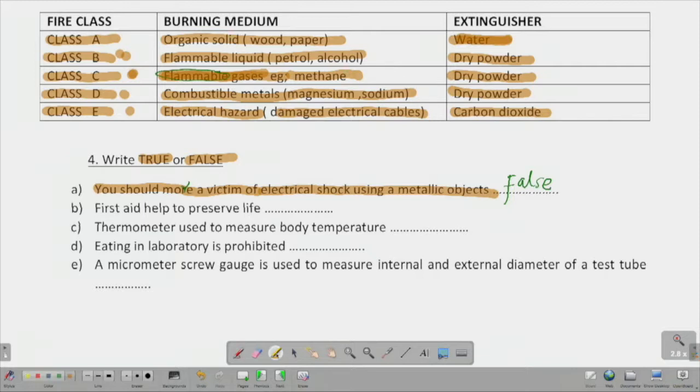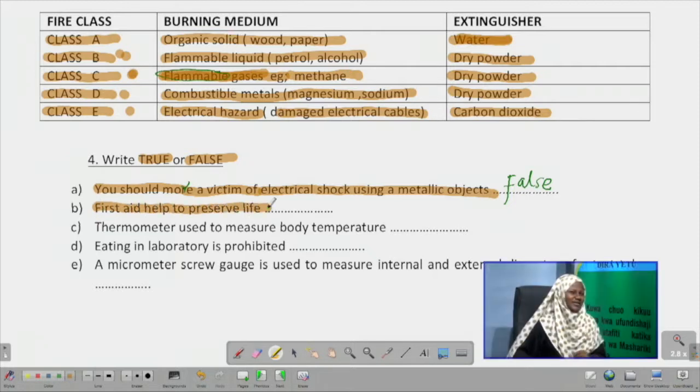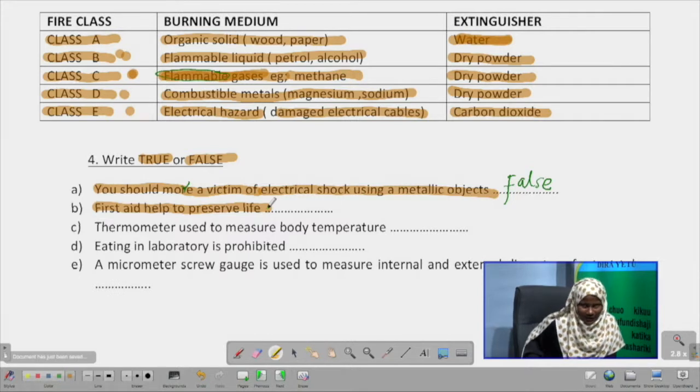Let's look at the B here. It says first aid helps to preserve life. Okay, so what did we say first aid was? We said it was the immediate help given to a sick or injured person before seeking medical assistance, right? So you give that person immediate help. Maybe he was bleeding and you stop it. Does that help to preserve life?